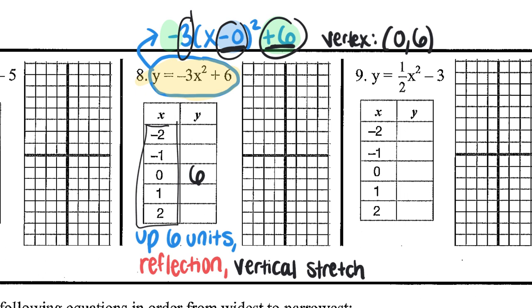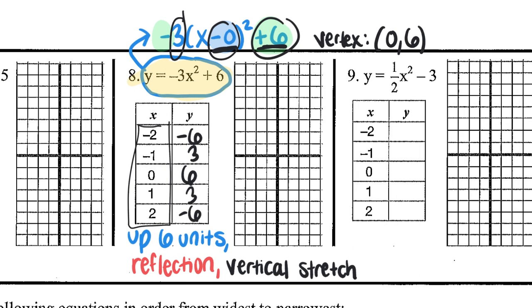Your first value for -2 should be 4 times -3 is -12 plus 6. This should be -6. When you plug in -1, I'm just doing it in my head because I don't have a calculator right in front of me, that's 3. When you plug in +1, you get 3. When you plug in 2, you get -6. And then you just kind of plot those points.